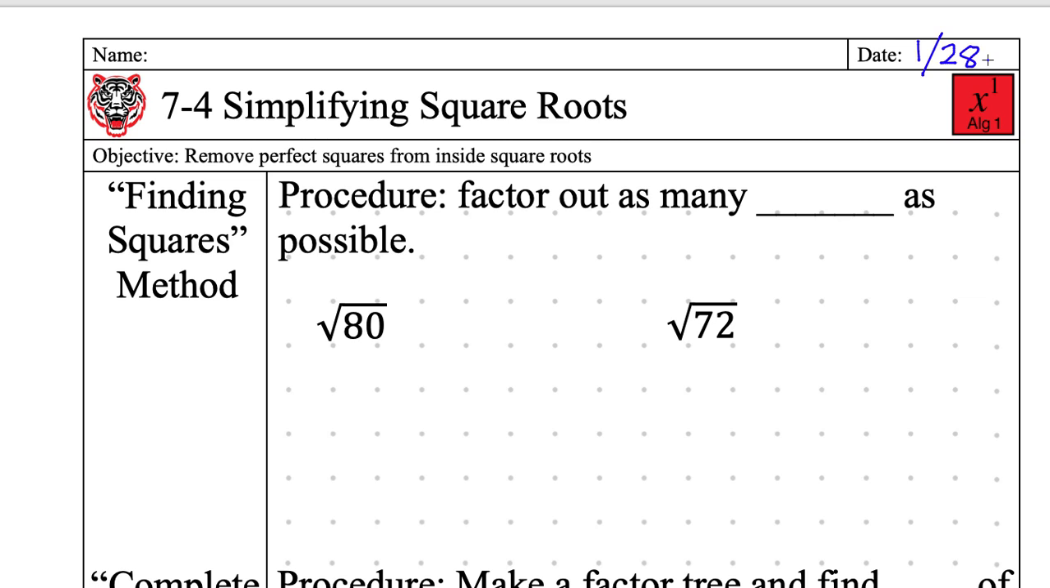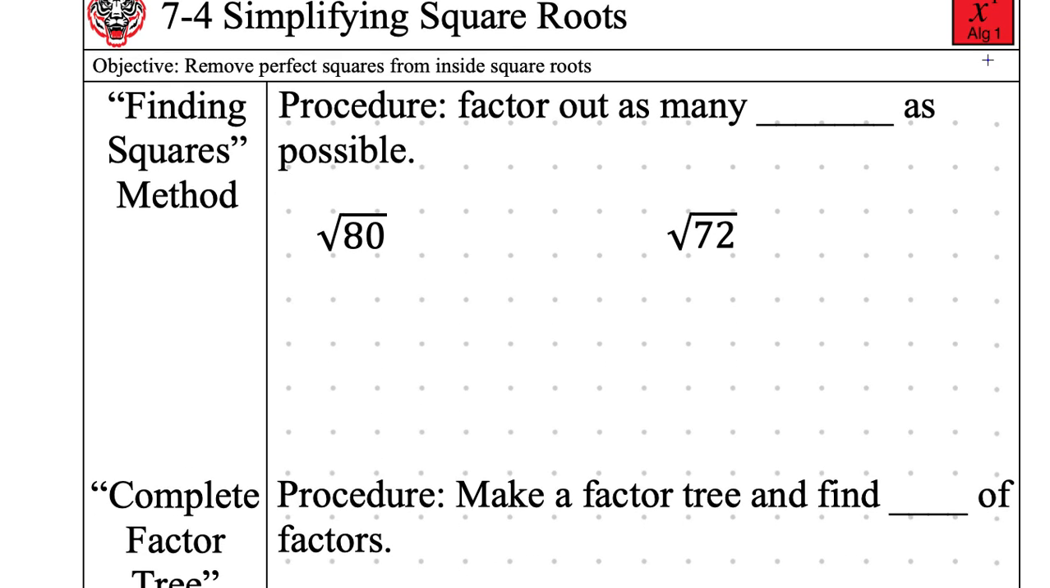All right, so I'm teaching you two different methods. The first of the two methods, and again, you get to choose whichever one you want. I will never force you to do a method unless I really, really think it's important. These two methods are kind of equivalent, so choose your favorite. Procedure. You're going to factor out as many, and you can kind of read the objective and answer this question. Factor out as many what as possible. Wyatt? Perfect squares. Perfect squares, yes.